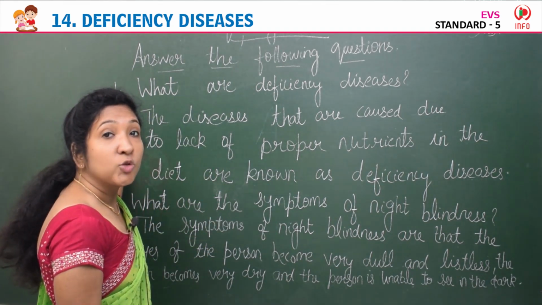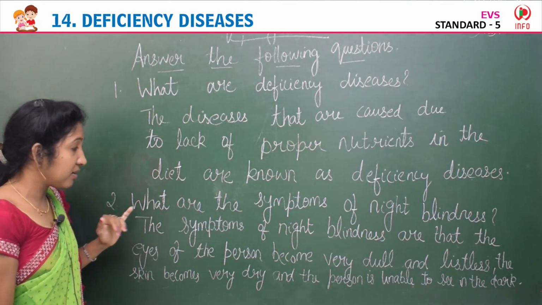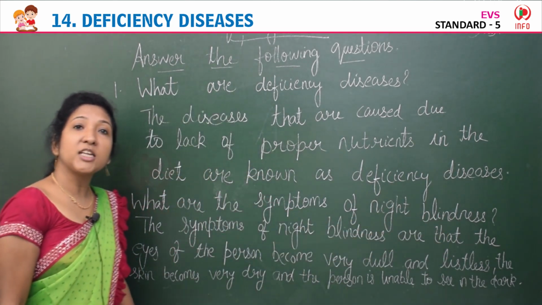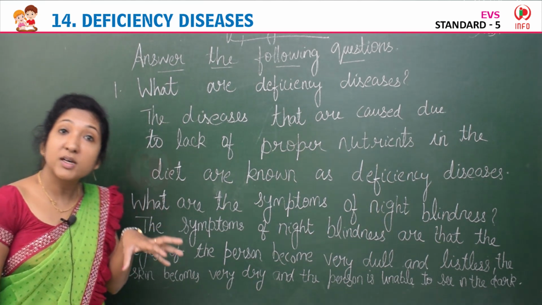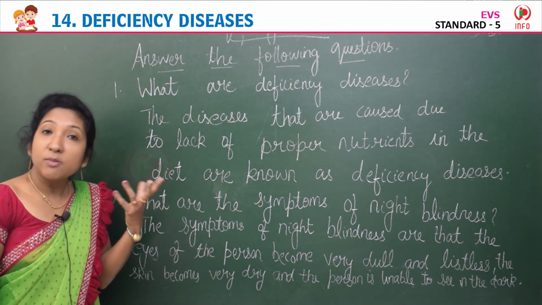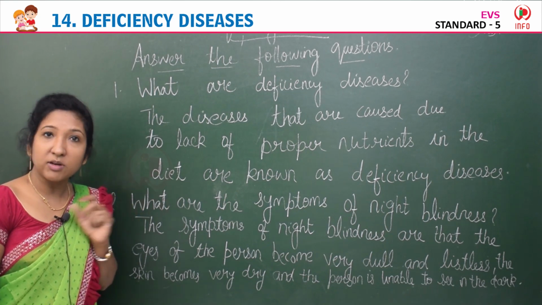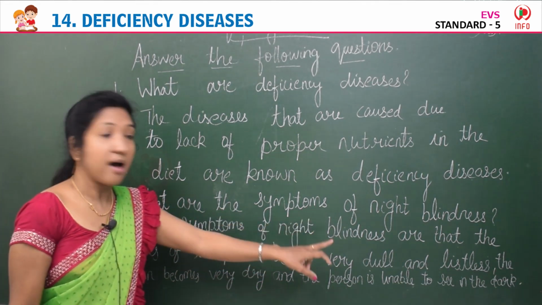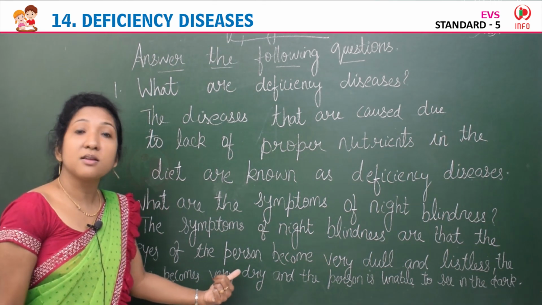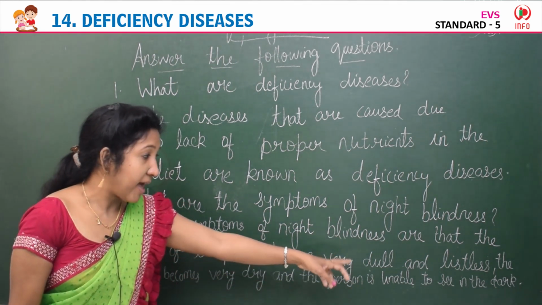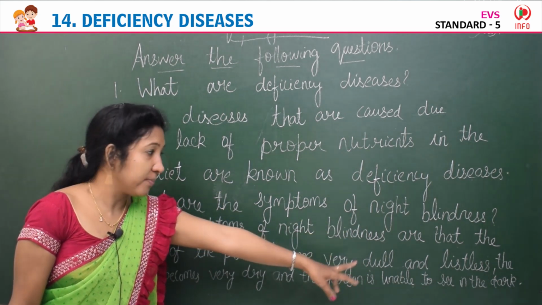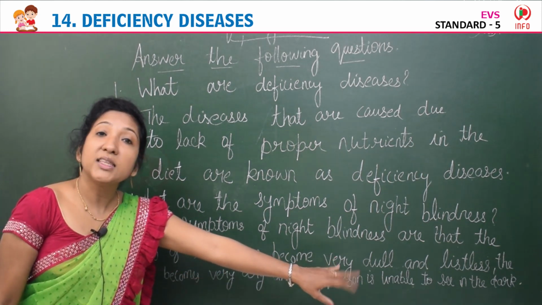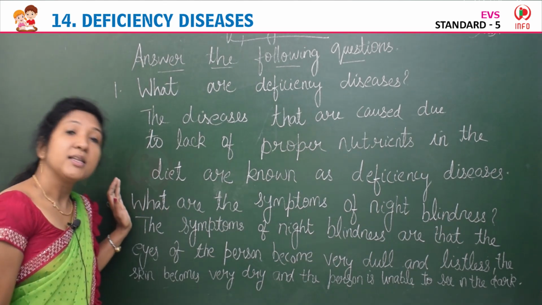Now, coming to the second question, what are the symptoms of night blindness? A person who is affected with night blindness won't be able to see in the dark. We learned, isn't it? Skin becomes dry, eyes become dull. So the symptoms of night blindness are that the eyes of the person become very dull and listless, lose energy, the skin becomes very dry and the person is unable to see in the dark.